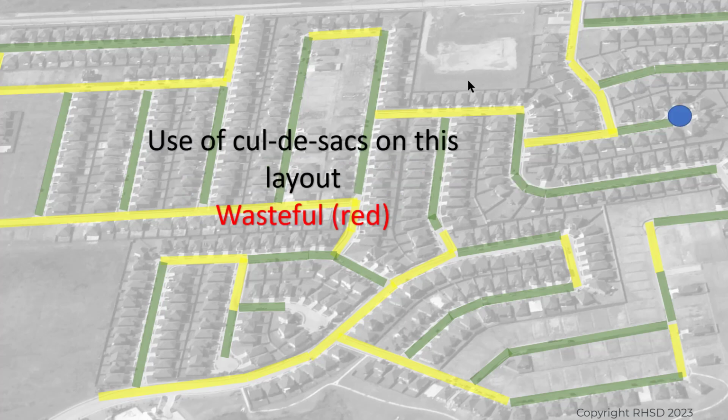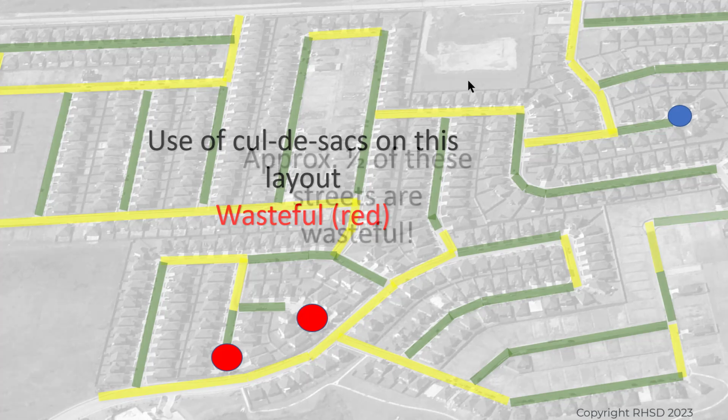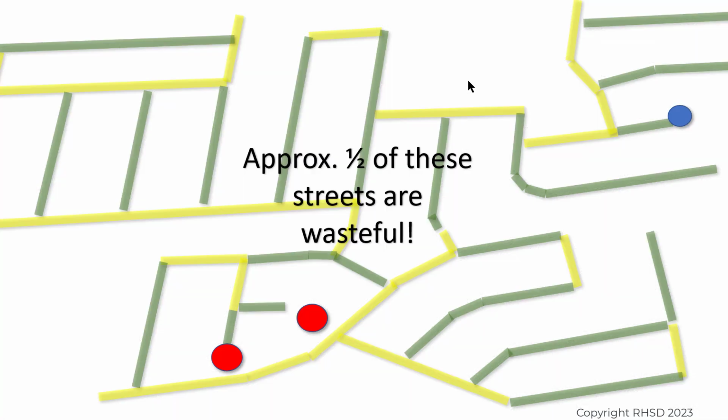We see there's quite a bit of waste. Now, we do have one cul-de-sac on the right that is questionable if it's efficient, but there's two. The way they're laid out is extremely inefficient for space. So approximately half of the streets that you see are wasteful.